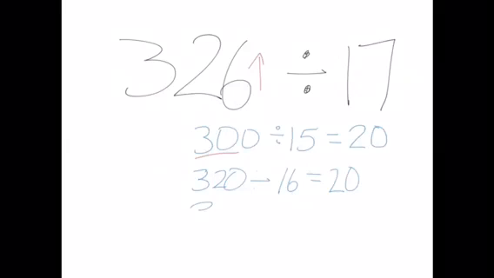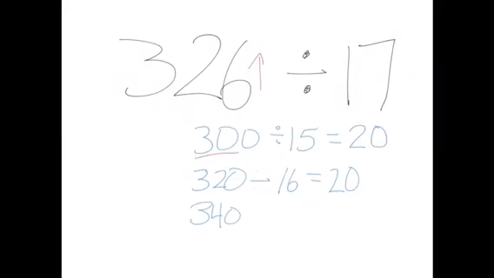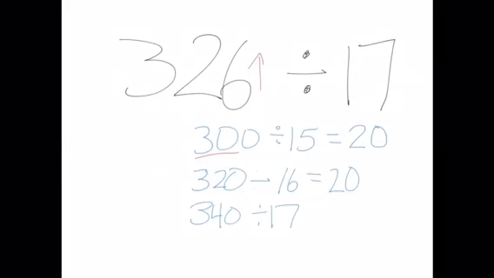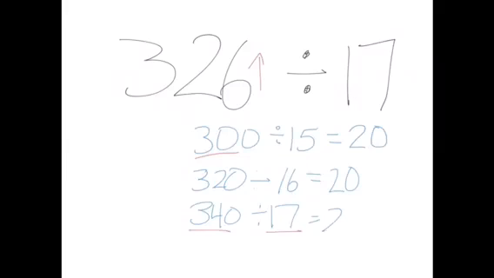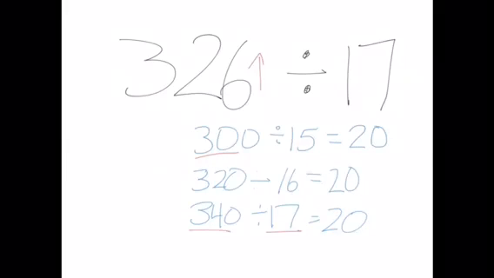Another estimate could be 340 divided by 17, because I know that 17 can go into 34. And that gives me 20 as well. Now, it's not always going to work out this way, where three different estimates give us the exact same answer. But these three different estimates should give us three answers that are very close, all telling us about where our exact answer should be, which is our purpose for estimating.